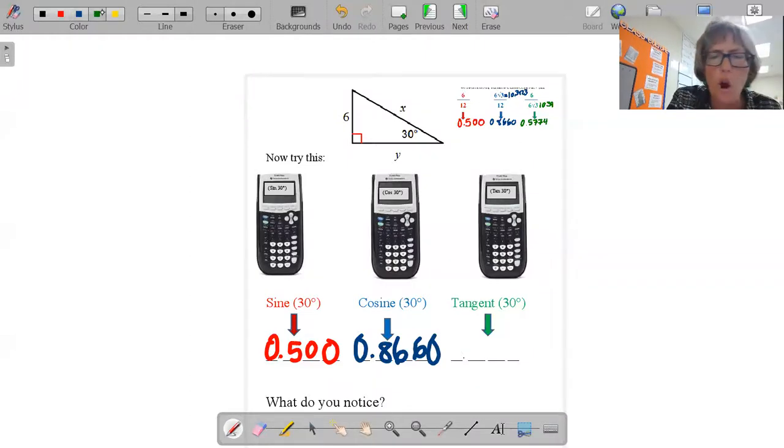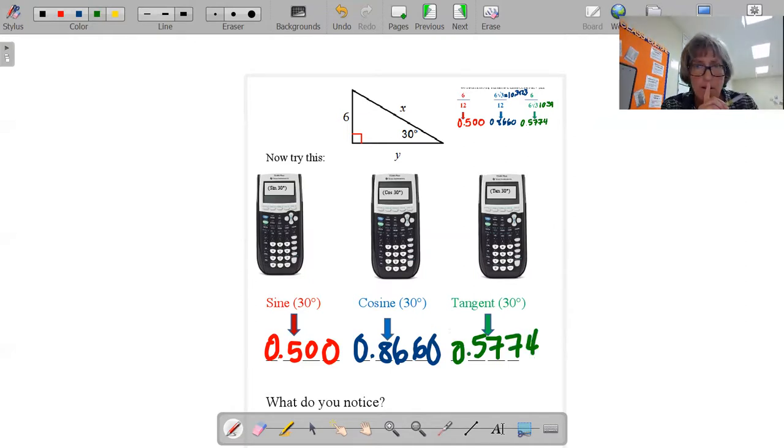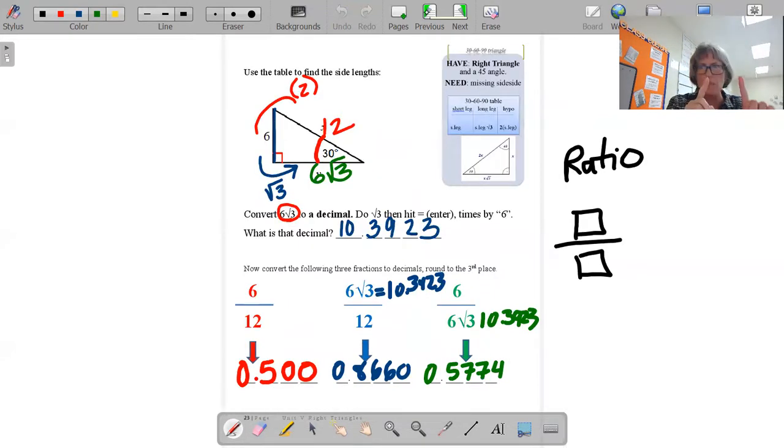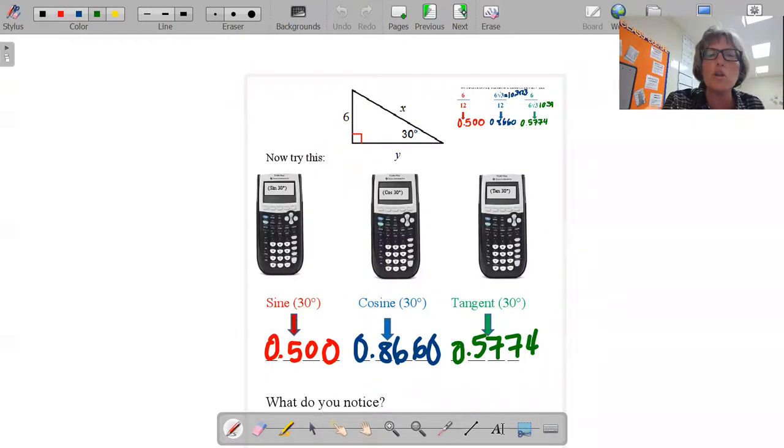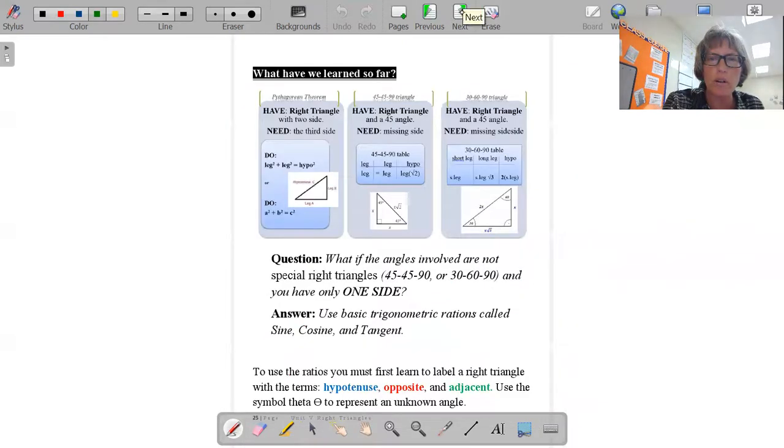So there are ratios stored in your calculator. And these ratios have a magical name called sine, cosine, and tangent. And I'll explain that in about 1 minute, 30 seconds. And all of those ratios are stored. When I say ratio, think fraction. Ratio, fraction, fraction, ratio. Interchangeable. All those ratios are stored in your calculator. We'll talk about why and how in a moment.